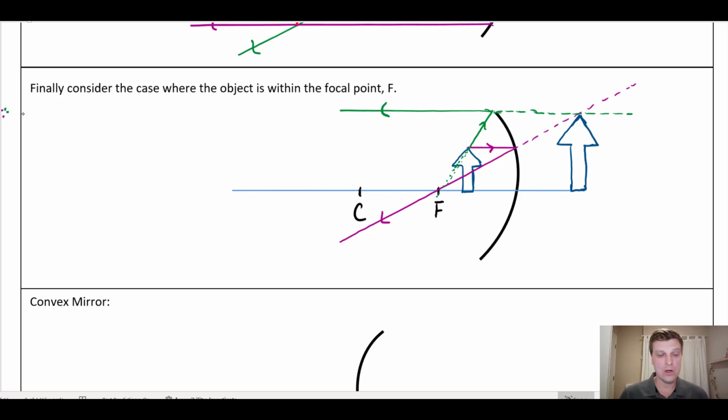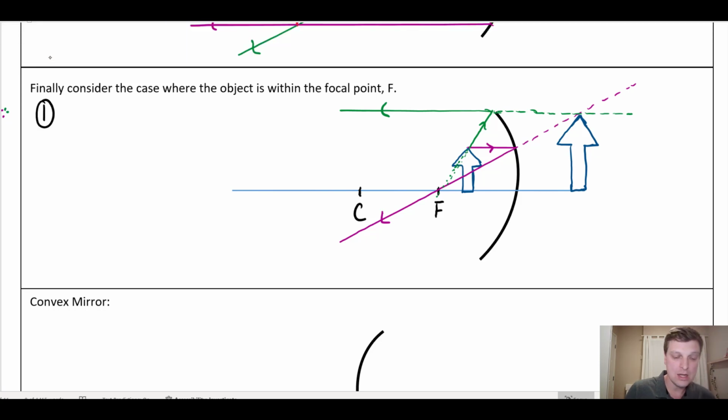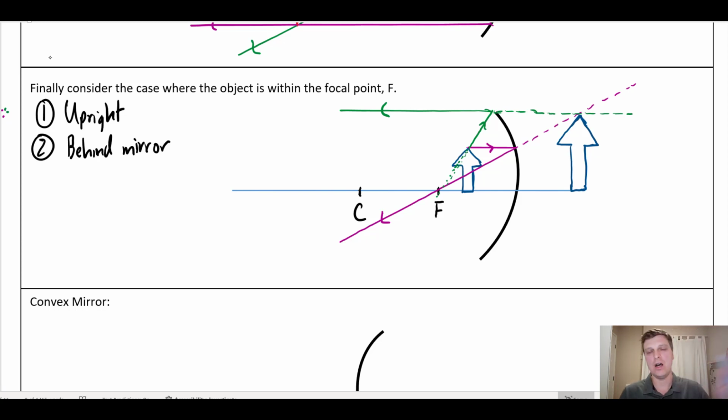Okay, so what do we notice about the image? Well, there's a few things. The first thing we should notice, number one, is that it's now upright. So the image is upright. It's not inverted anymore. The second thing to notice is that it's behind the mirror. It isn't beyond C or between C and F or anything like that. The third thing to notice is that it's large. It's larger than it was before.